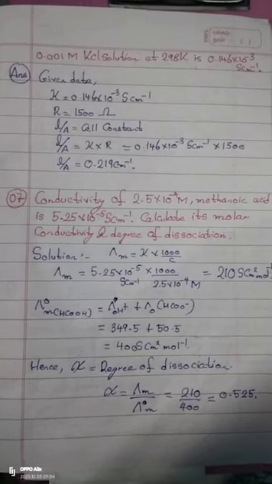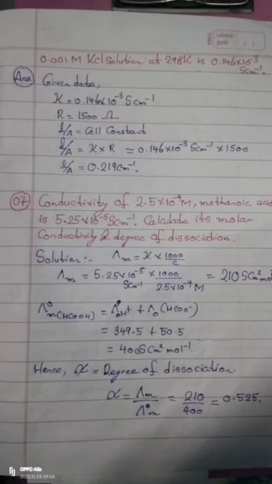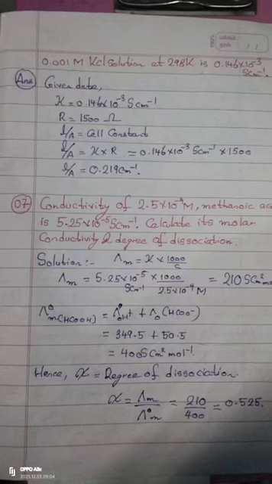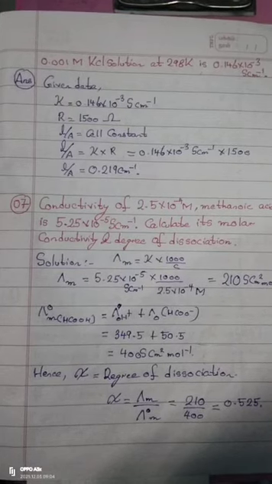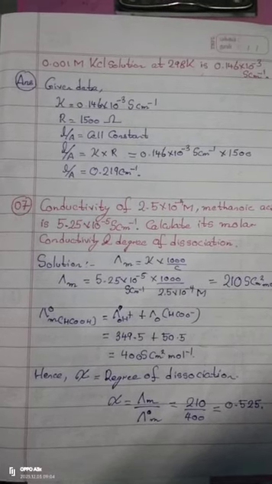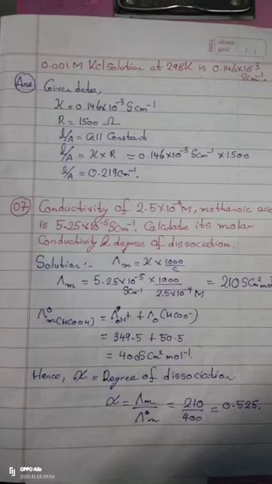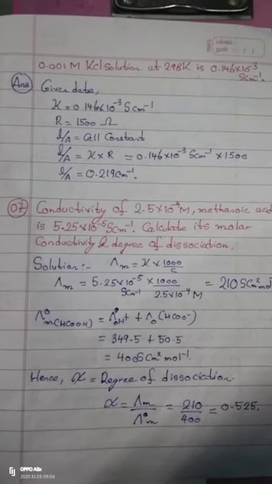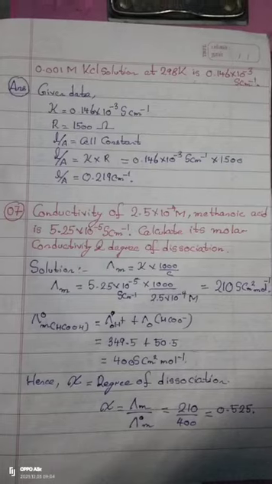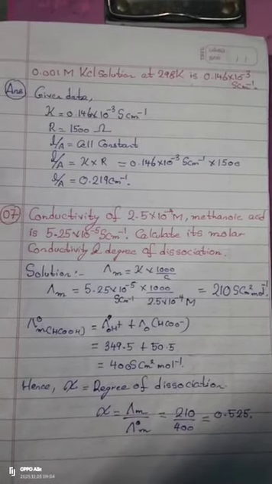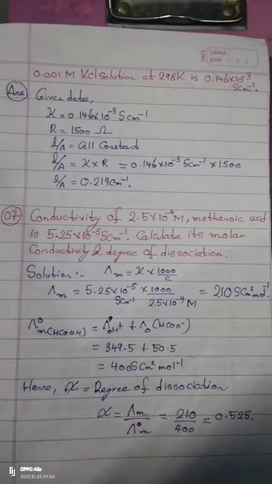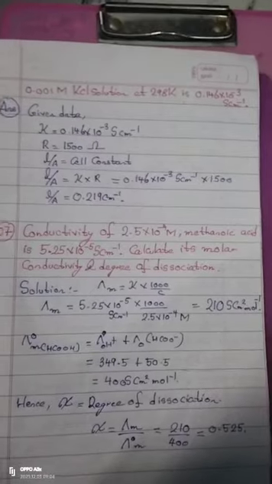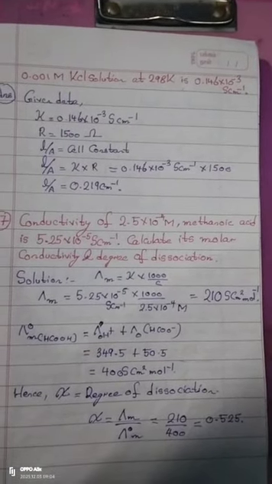Lambda m equals kappa times 1000 by C. We are calculating lambda m by this formula. Kappa is 5.25 × 10^-5 Siemens centimeter inverse, times 1000, divided by the concentration 2.5 × 10^-4. We get a molar conductivity lambda m of 210 Siemens centimeter square mole inverse.